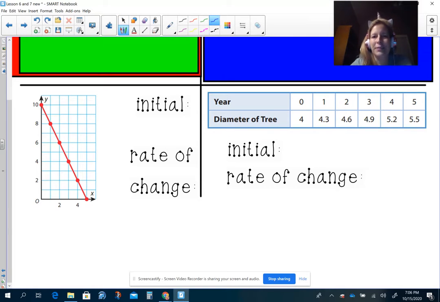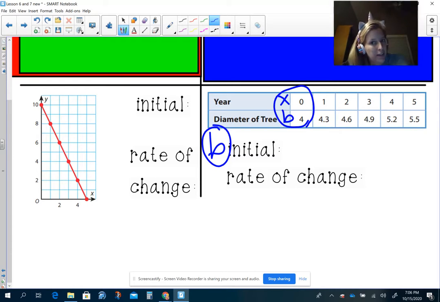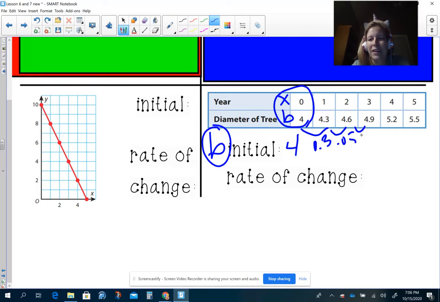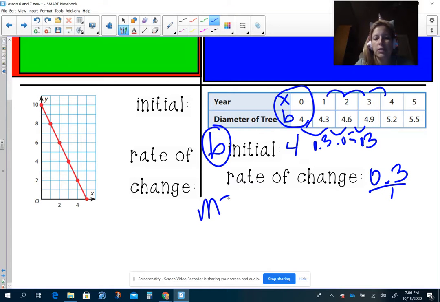Okay, let's see how you did. Your initial value, which is your b, or when my x is 0, there's my initial value, or my y-intercept when x is 0. Your initial value is 4. The rate of change is how my y changes, which is 0.3, 0.3, 0.3 over 1, 1, 1. So my rate of change is 0.3 over 1, which would just be 0.3.